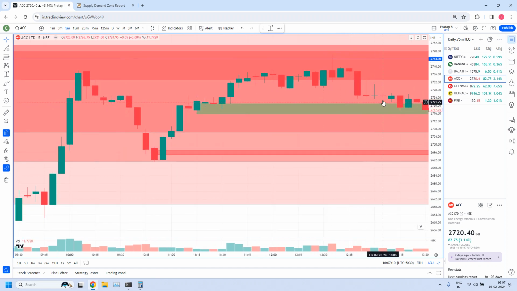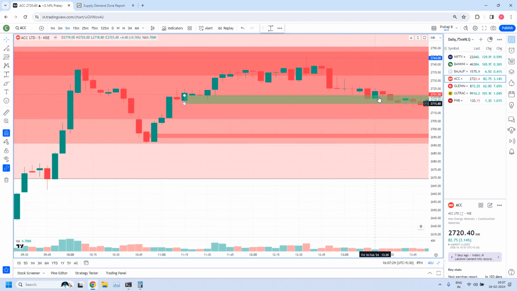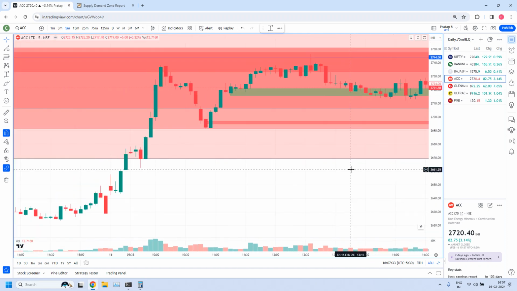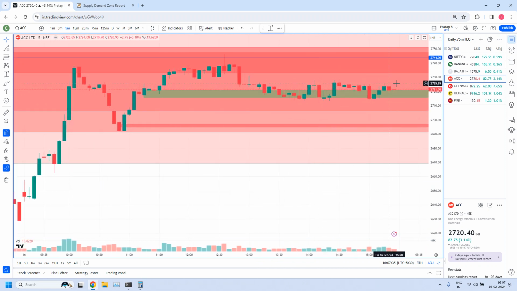And finally, price reached the target at 1:05, when we got the entry at 12:35. That means in just half an hour, the second trade is completed. After that, prices struggled in this demand zone and finally violated it, and again moved up and down at the time of market close. But we got our profit within half an hour.